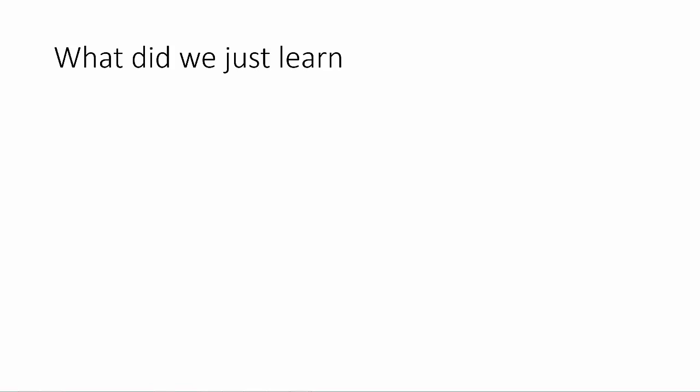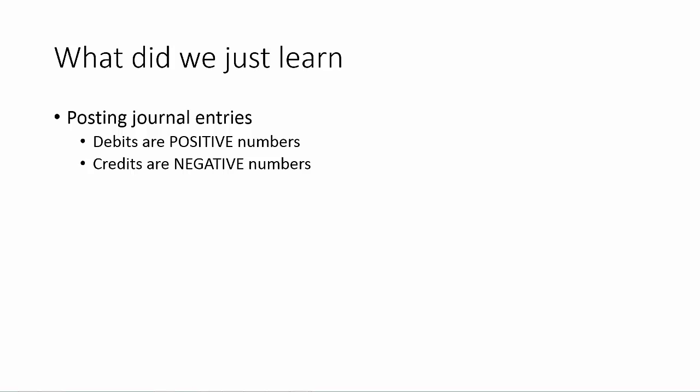So what did we just learn? Well, in this lesson, I discussed how you post journal entries to create a trial balance. I told you to associate debits as positive numbers in Excel and credits as negative numbers. It's not because I like debits more than I like credits. I've done this because Excel is not very good at figuring out its left from its right.